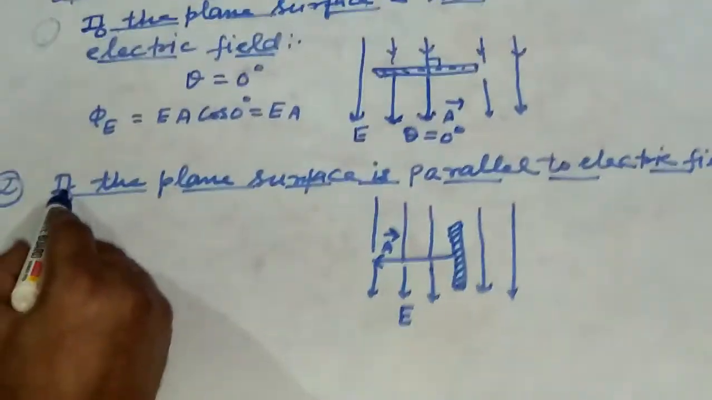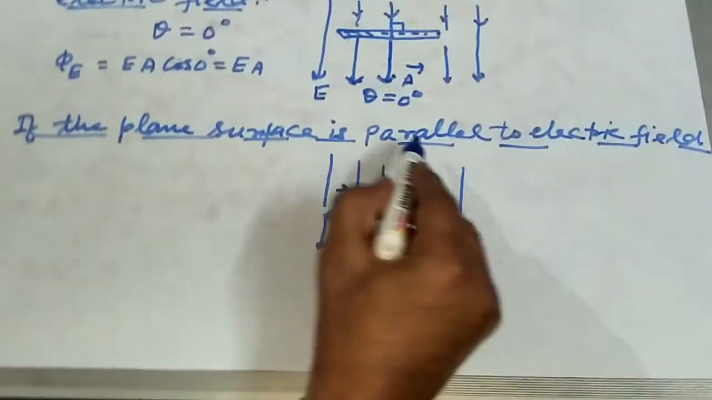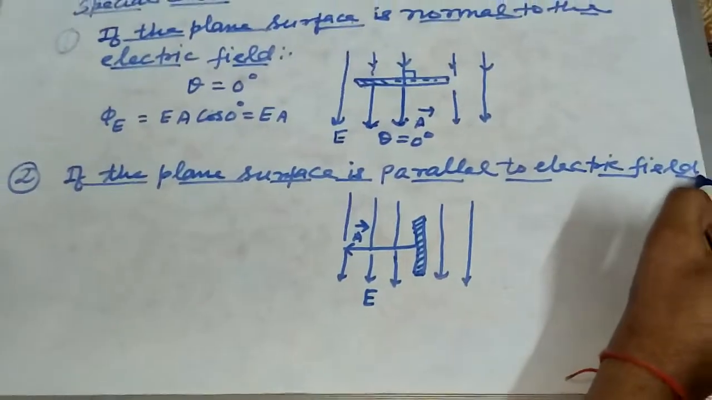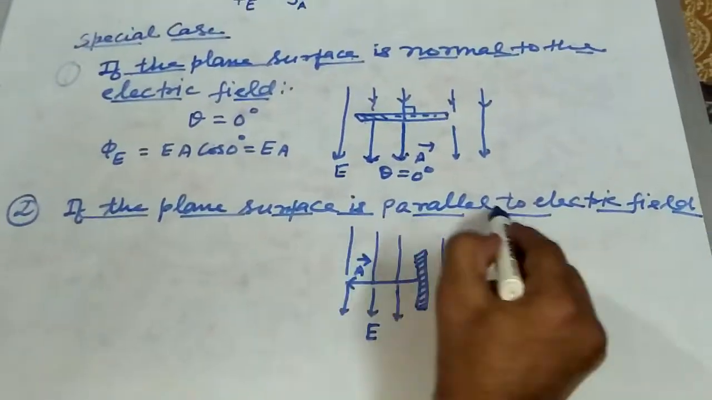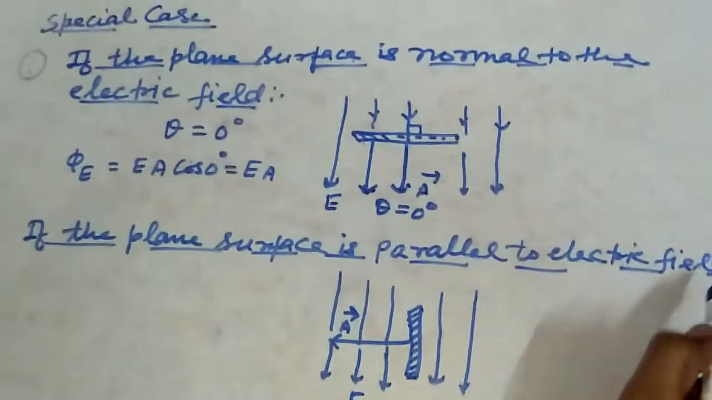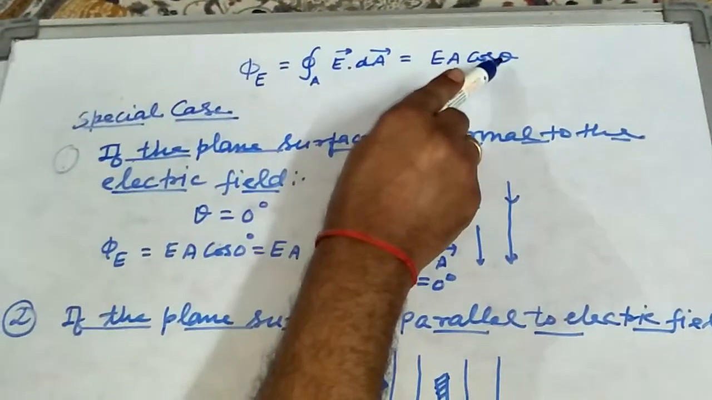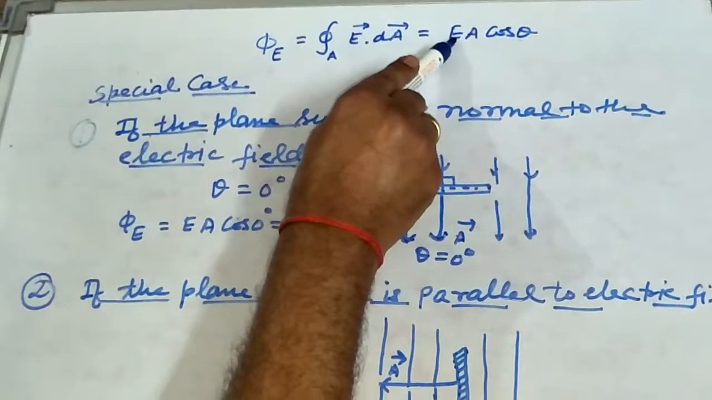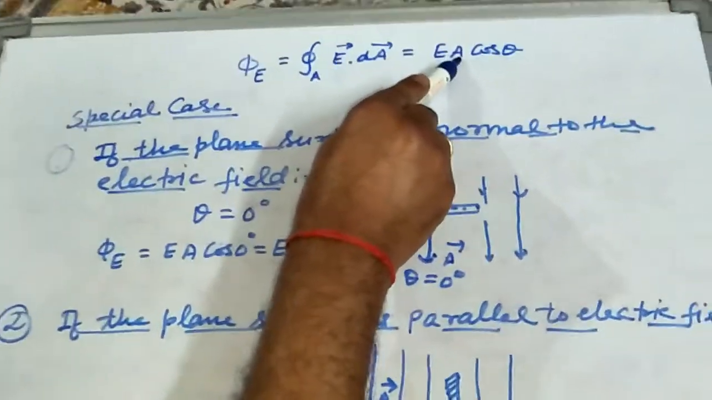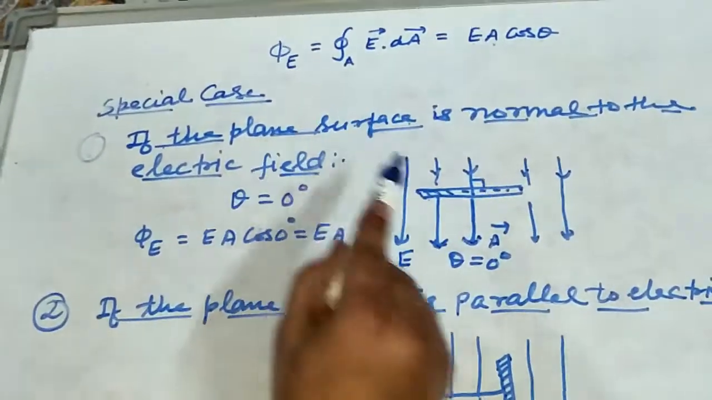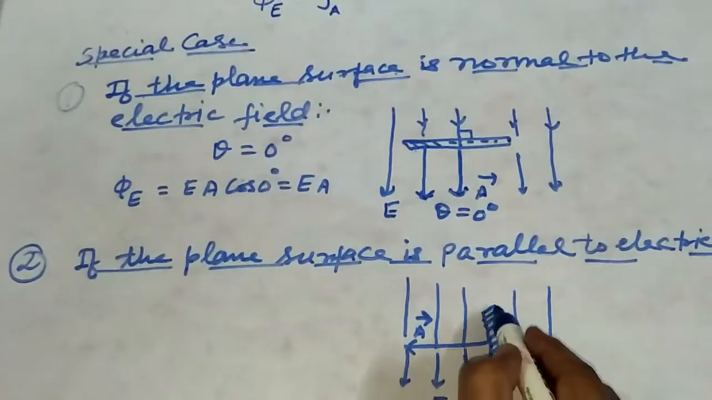Now the second case: if the plane surface is parallel to the electric field, then what value of theta will you take? As you know, theta is the angle between the electric field and the area vector of the surface which is held in that electric field. Now see this case.